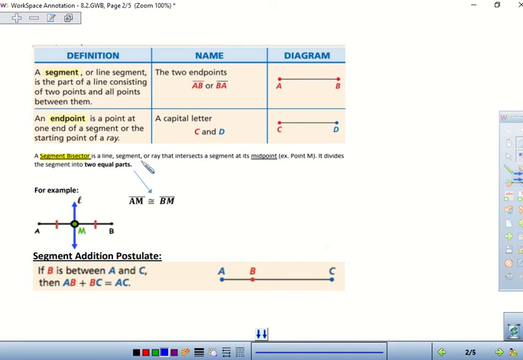Now, a segment bisector is a line, segment, or ray that intersects the segment at its midpoint. It divides the segment into 2 equal parts. So this is the symbol we use to show that 2 parts are equal. Instead of the equal sign, we use a congruency symbol for geometry. That means congruent. So for example, we have segment AB, and it's been bisected by the line L right here, and it makes 2 equal parts. So these little symbols right here indicate that these parts are congruent.